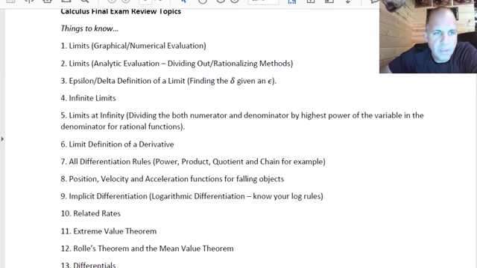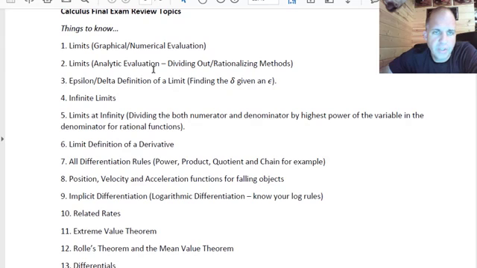So things that you're going to want to make sure you know. You'll want to make sure you know limits. Make sure that you can both graphically and numerically evaluate a limit. You also want to make sure that you can analytically evaluate limits. And more importantly, make sure you know your analytic evaluation. That's a major push, a little stronger than the other two. Not that you shouldn't know those things. But do know the two major techniques, the dividing out and the rationalizing methods that we used as we evaluated limits, specifically limits where we would find a 0 over 0 indeterminate case.